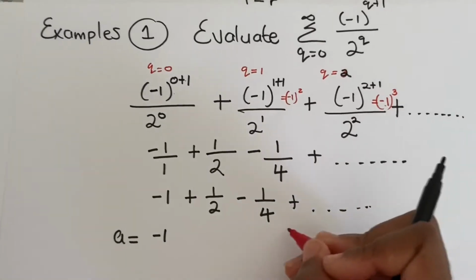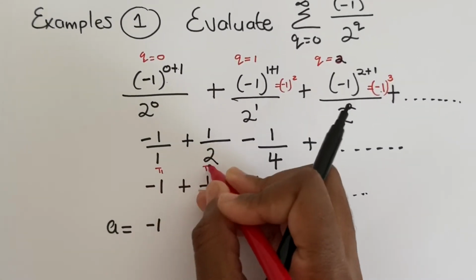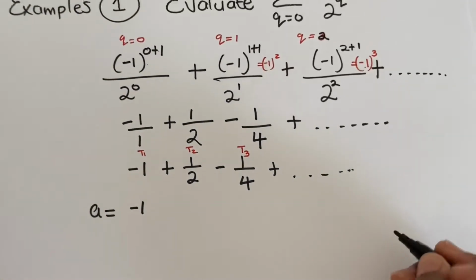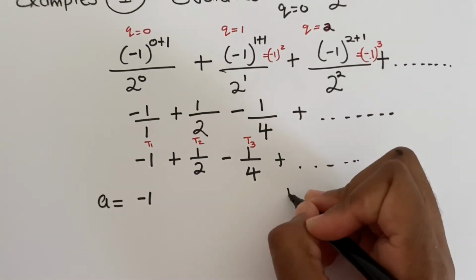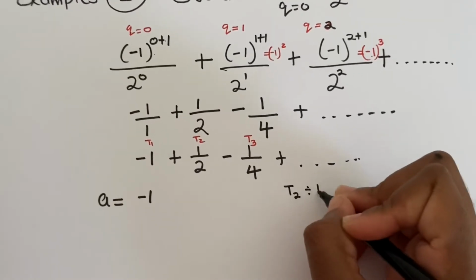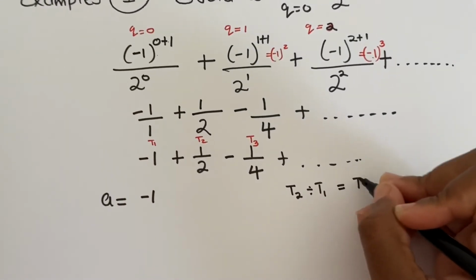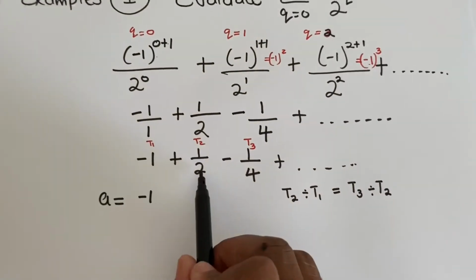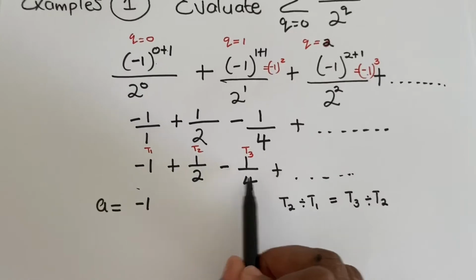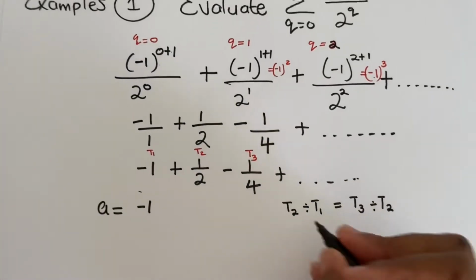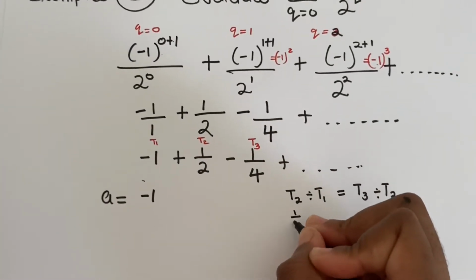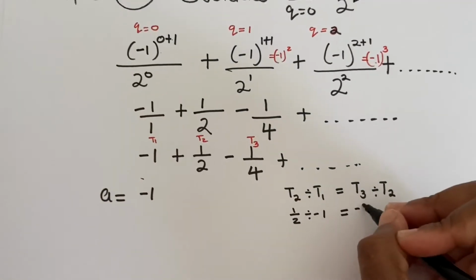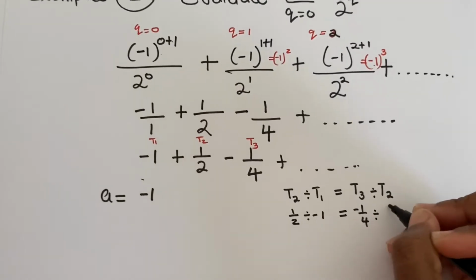So I'm going to say this is my term 1, my term 2, and my term 3. According to the formula for proving a geometric progression, the term 2 divided by the term 1 should give me the same answer as the term 3 divided by the term 2. Next term divided by the previous one should give the same answer as this divided by the previous one as well. So what is the term 2? Term 2 is 1 over 2 divided by negative 1, which should give the same answer as negative 1 over 4 divided by 1 over 2.